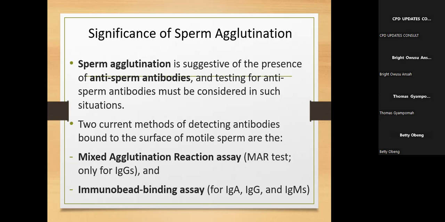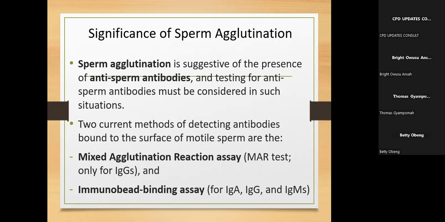So for the sperm agglutination, not the aggregation, you suspect that there are anti-sperm antibodies. Then if resources are available, you go and do the anti-sperm antibody tests. And there are two methods that are well recognized. One is called mixed agglutination reaction assay. The mixed agglutination reaction becomes MAR, the MAR test. So the MAR test tests for only IgGs. Okay, tests for only IgGs.